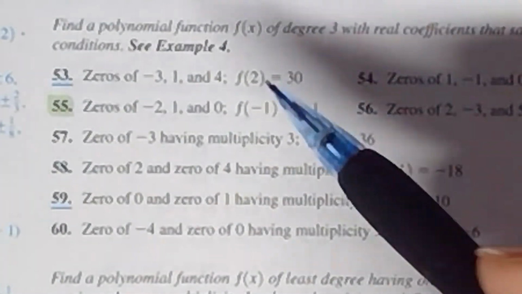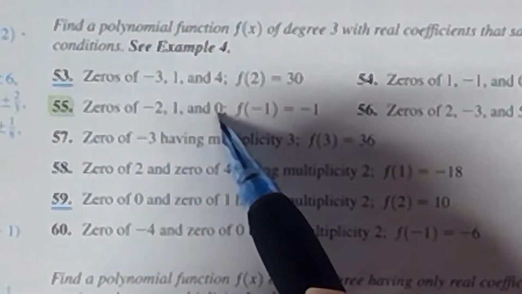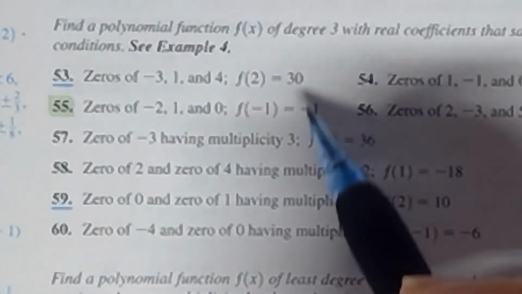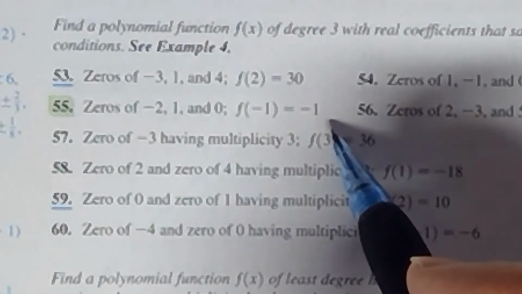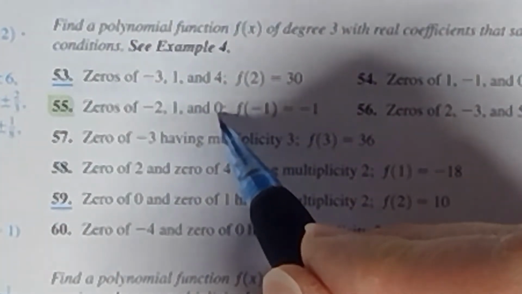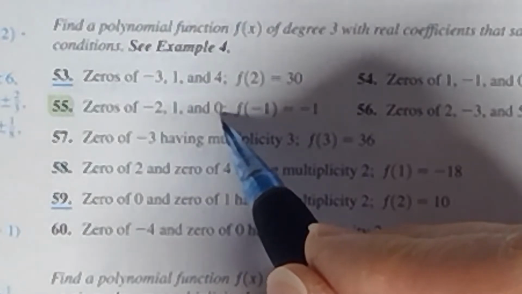For example, number 55, notice it gives you, again, 3 zeros. It says do a degree 3 right here. So it's a very similar problem. It has the condition there. Just wanted to point out that when one of your zeros actually is the number 0, that would mean x minus 0 would be one of your brackets.